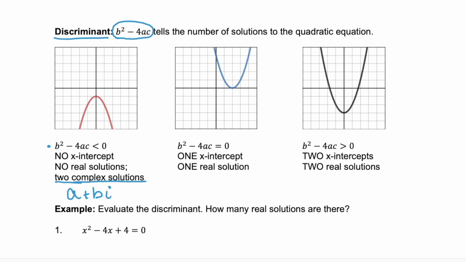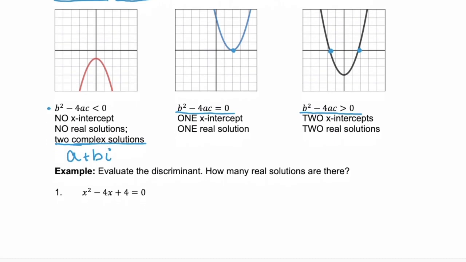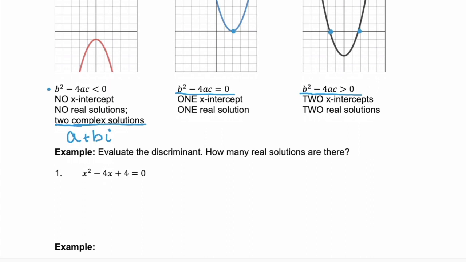Then the second example we had, our graph crossed at just one point. We just had one x-intercept. This is when you have a discriminant that's equal to 0. And then the last possibility, if you have a discriminant that's greater than 0, you're going to have two real number solutions, or these two x-intercepts. So let's look at an example of evaluating the discriminant and seeing how many real solutions we have.